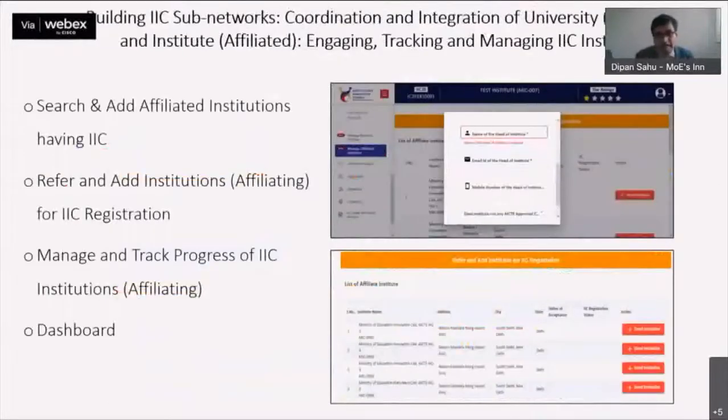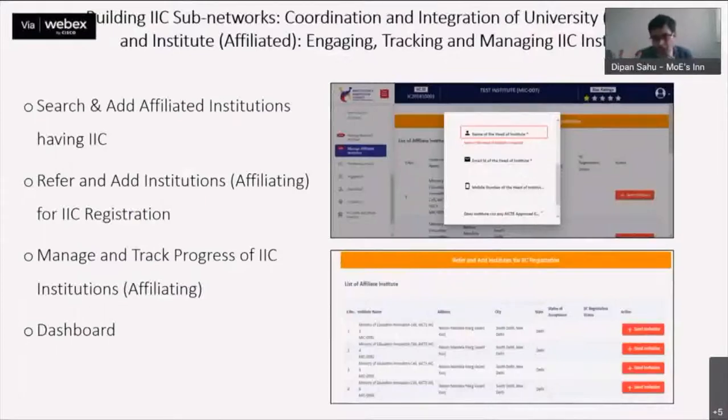Already I have explained about the IIC sub-networks, especially for the universities that are providing affiliation support. These university affiliating bodies first have to learn how to make use of this system. First they have to search and add the affiliated institutions already having IIC. From the pre-populated list, they have to identify which institutions are affiliated with their university and already have the IIC in their campuses. You will be able to know this from our portal itself.